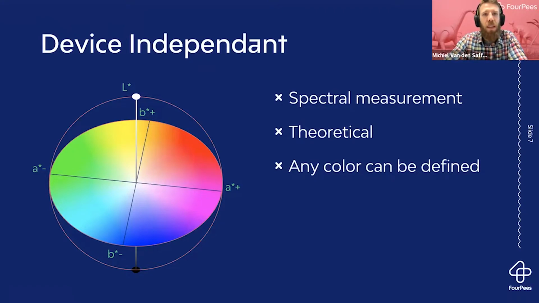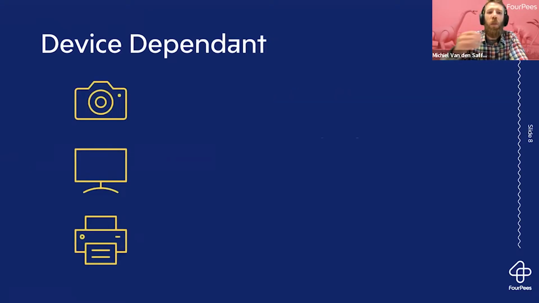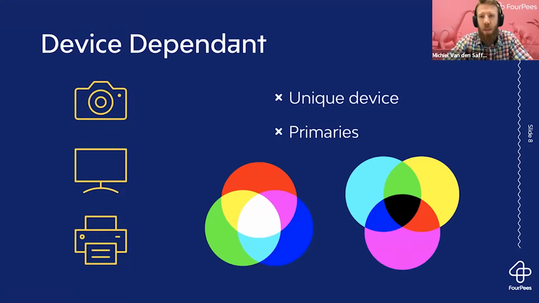So a device-independent color space is, for example, a LAB color space. Device-dependent color spaces could be RGB profiles or CMYK profiles. They are basically a profile for a unique device, and that uses a number of primaries. As we know, an RGB profile uses red, green, and blue as their primaries, and a CMYK profile uses cyan, magenta, yellow, and black as the primaries.